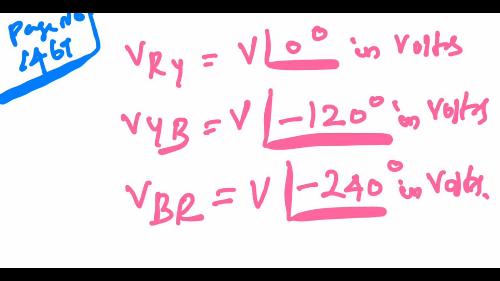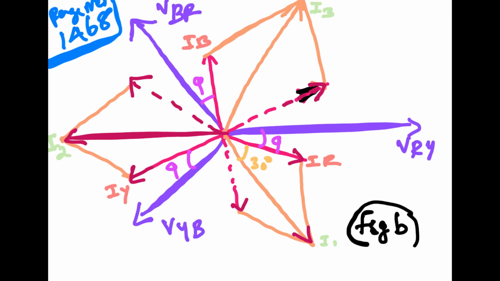VRY is V angle of 0 degrees in volts. VYB is V angle of minus 120 degrees in volts. VBR is V angle of minus 240 degrees in volts. That is the important formula for phase voltage calculation in delta connection with balanced load. These voltages are represented by phasors in figure B.